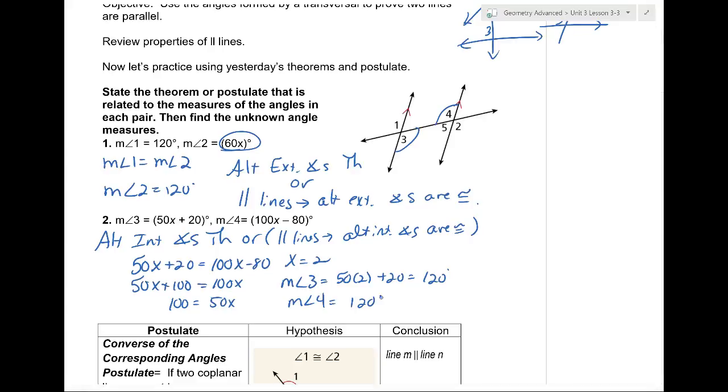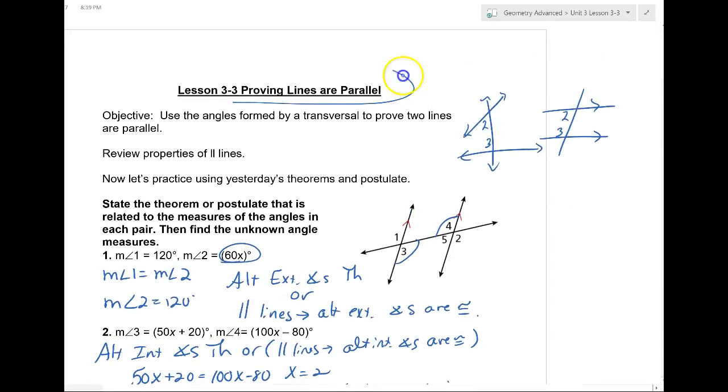Now today we're going to take a little bit different approach. We're going to use the fact that we're proving the lines parallel.